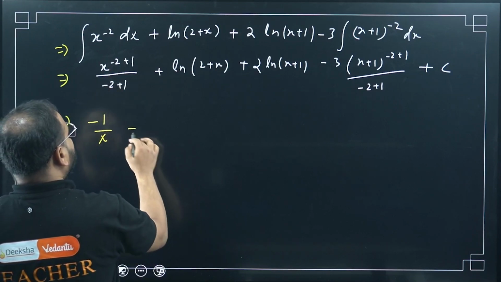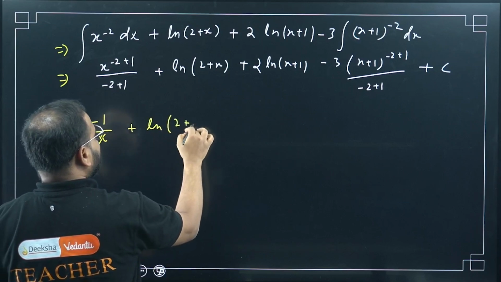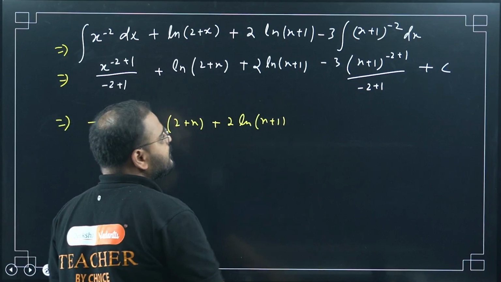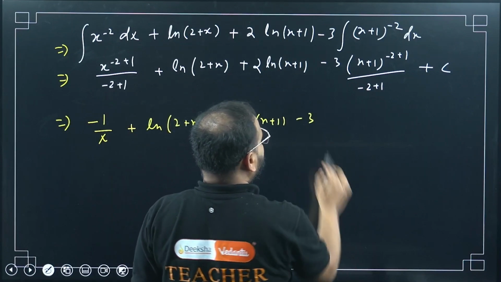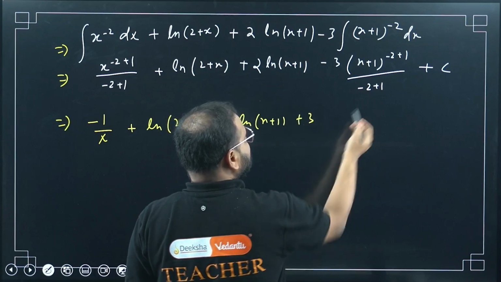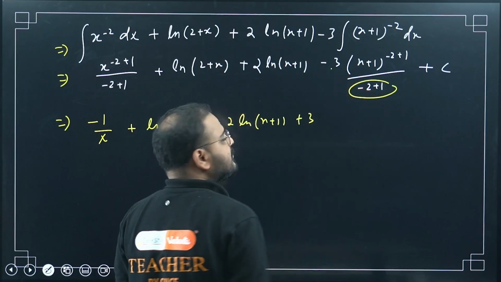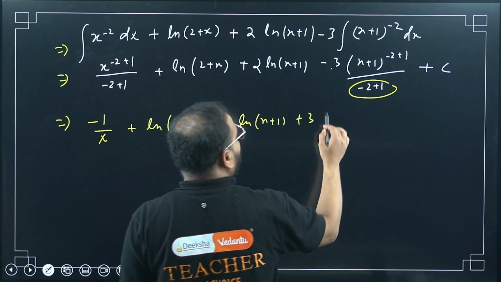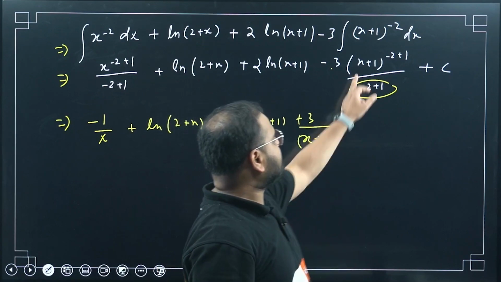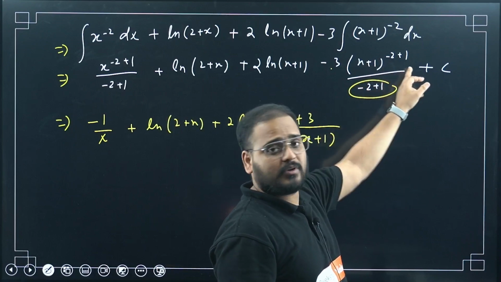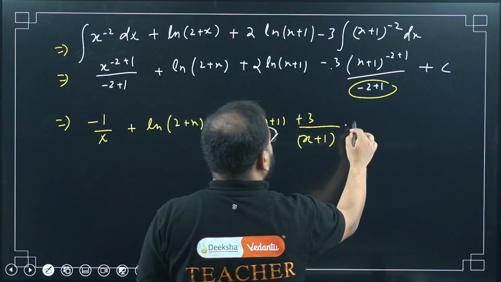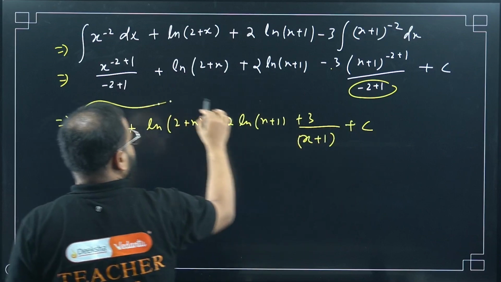Over here simply ln(2 + x) plus 2 times ln(x + 1). And what will this be? Minus 3 times, this will become minus 1 only. So minus times minus 1 will make this positive, so plus 3, and upon x plus 1. Why? Because (x + 1) power minus 2 plus 1 is power minus 1, so minus 1 means reciprocal. So 3 upon (x + 1) plus c. This is my final answer.